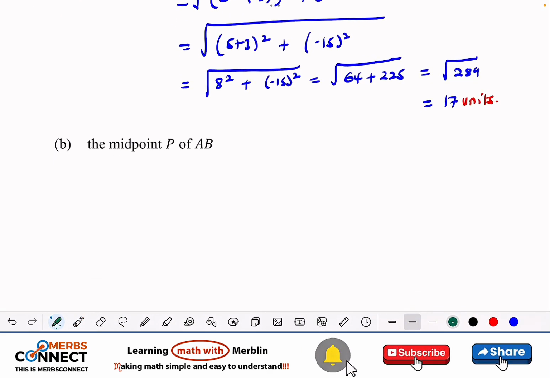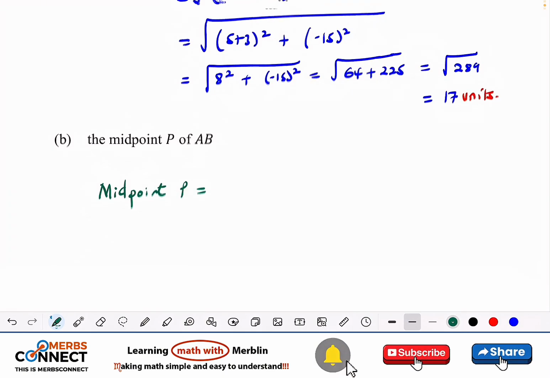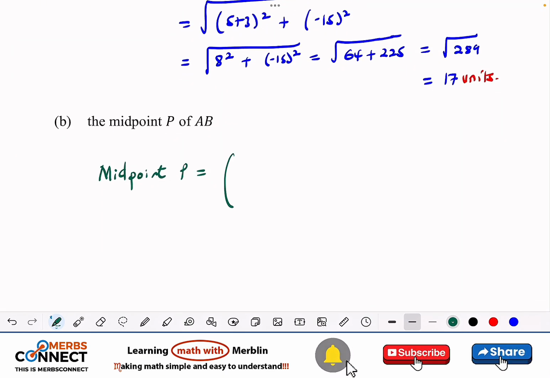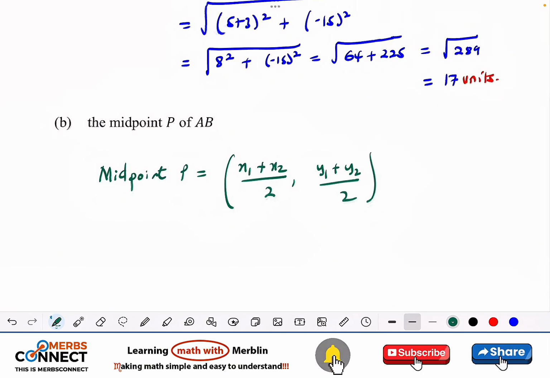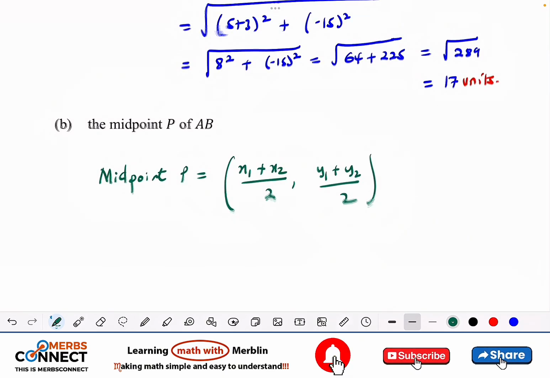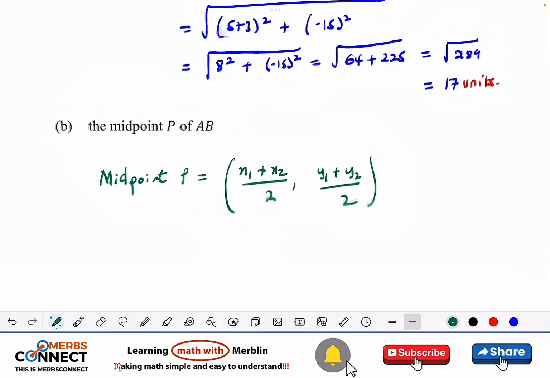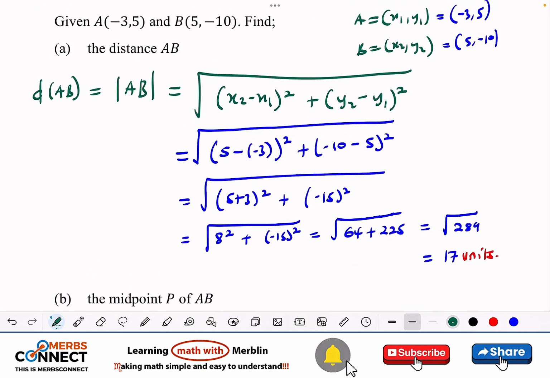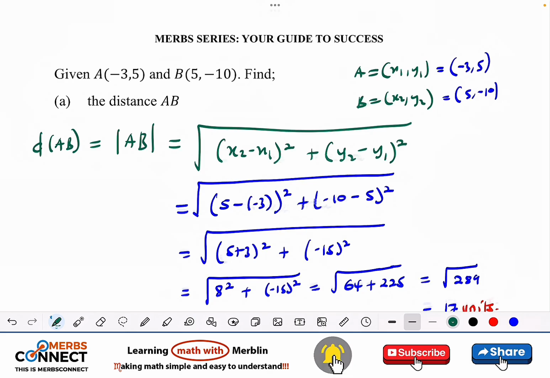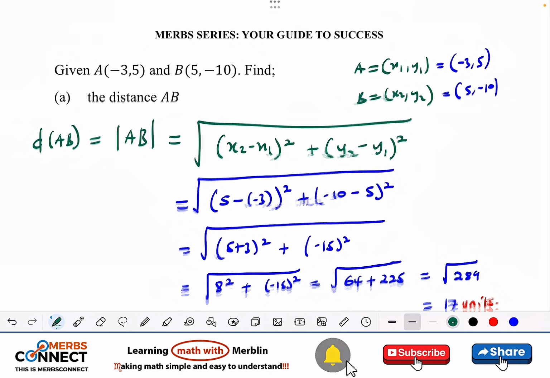So midpoint P is equal to, remember the formula, right? Good. (x1 + x2)/2, (y1 + y2)/2. It's good that you remember the formula because you watched the previous video. If you have not watched the previous video, you can go and check it out. We learned a lot of formulas and tips from there.